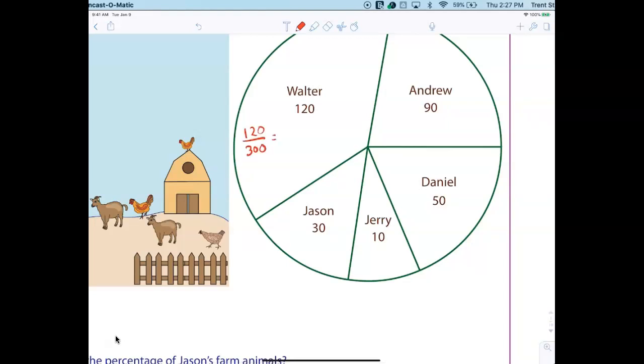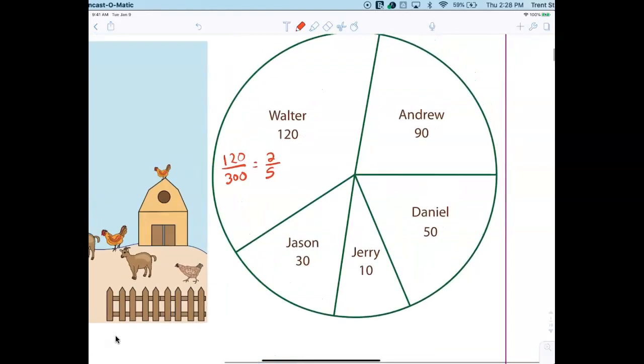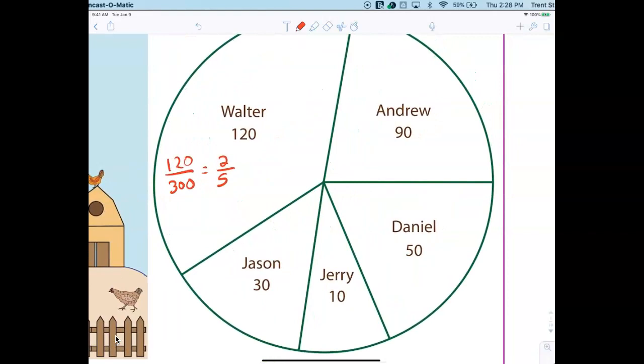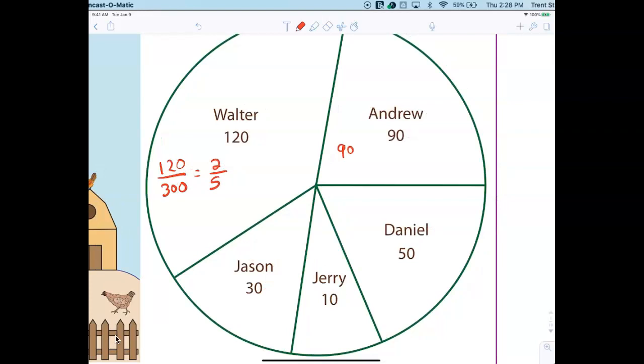Then we're going to go ahead and reduce the fraction, which reduces down to what? Yes, 2/5. We just divided by 60. All right, so that wasn't too bad. Now let's talk about Andrew. What fraction did Andrew possess? 90 over 300.